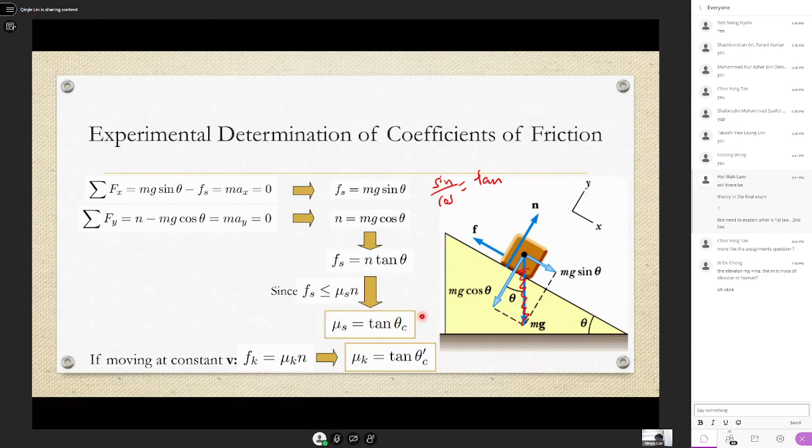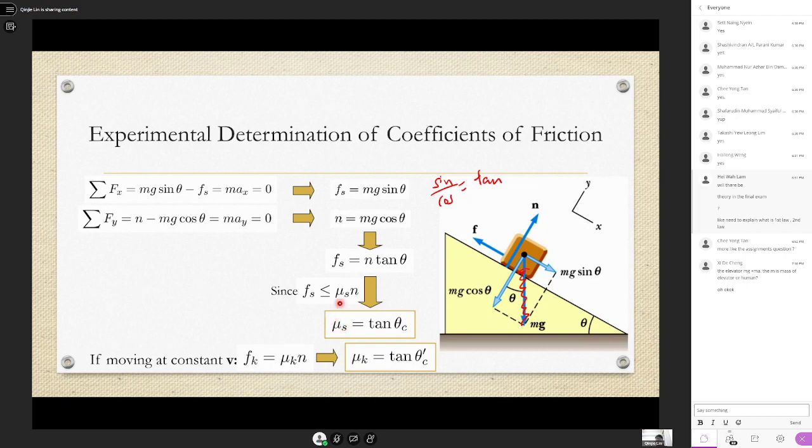So you see this expression here, right? Mu s equals tangent theta. If we know the angle, just now remember we tilt the angle up and down to see how the block moves, right? This critical angle, if we know it, we just take the tangent of the angle, and we will know the coefficient of static friction of the object.